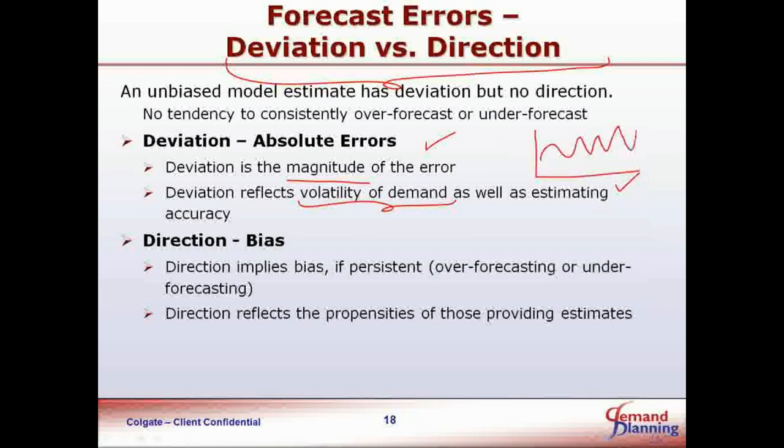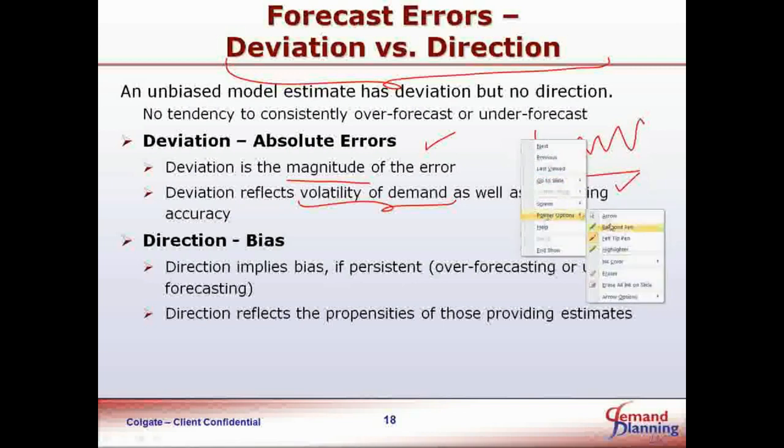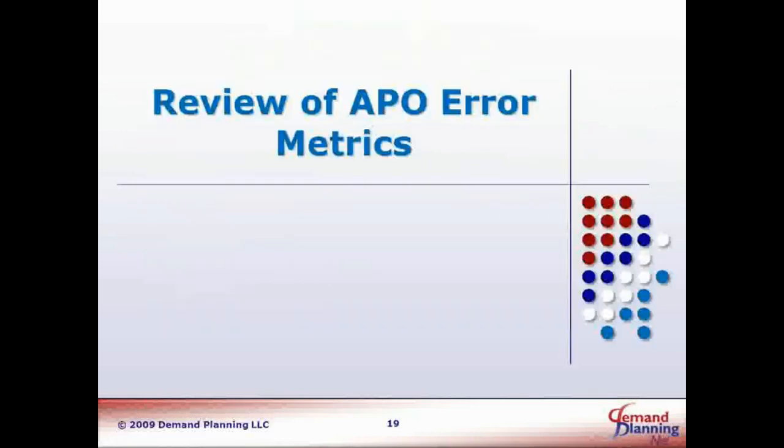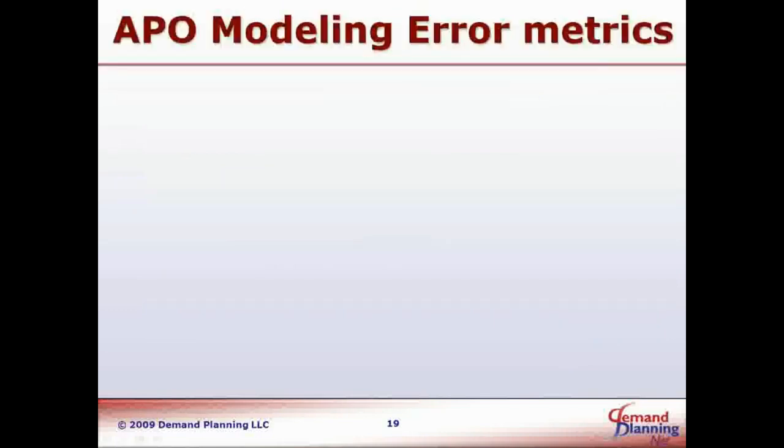Okay, so now the next thing we want to talk about is deviation versus direction. Deviation is the absolute errors, the magnitude of the error. It's a distance. So it reflects volatility of the demand as well as estimating accuracy: how volatile the demand is, and then how well you are able to estimate the volatility itself. So deviation is important, and there are diagnostics that would tell you how good the model is based on the absolute errors.